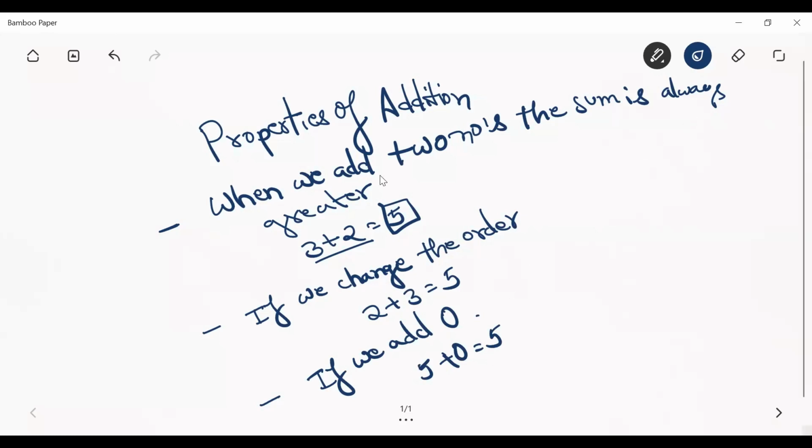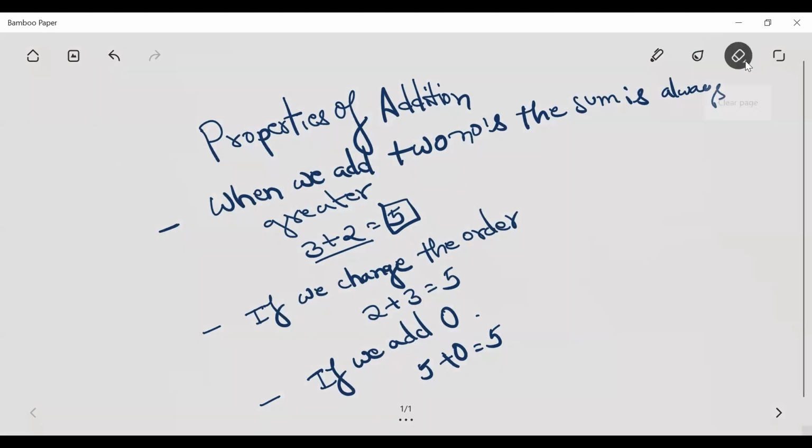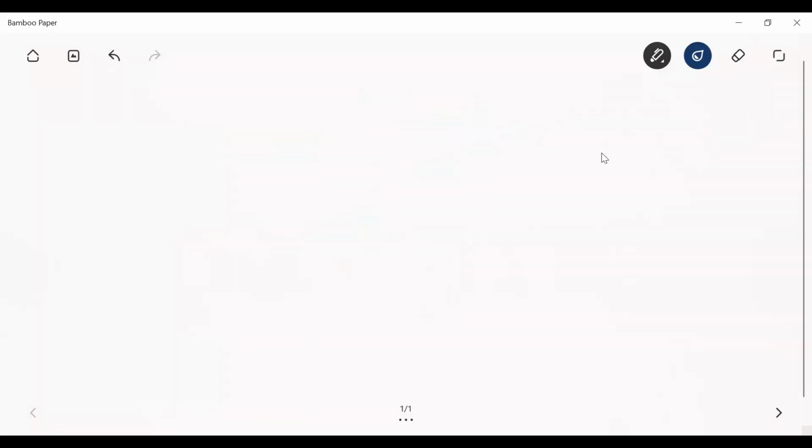All that is fine, but first of all, if you are asked what are the properties of addition, then you have to write: when we add two numbers, the sum is always greater. You will not stop only here. You will give one example also, okay? Then your answer will be complete. Don't leave the examples. It depends on the question. You must prepare yourself nicely.